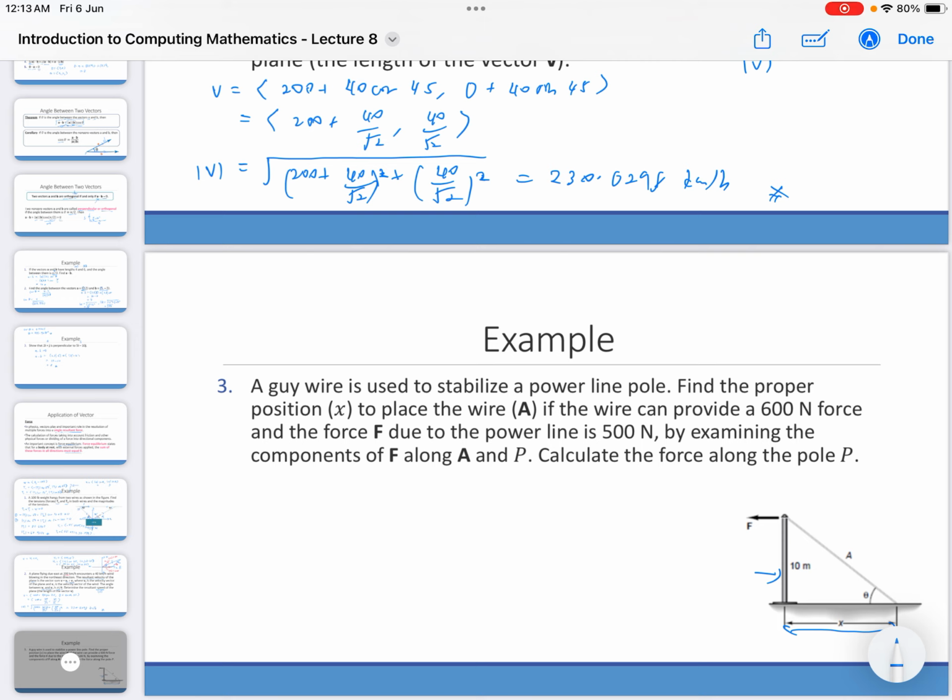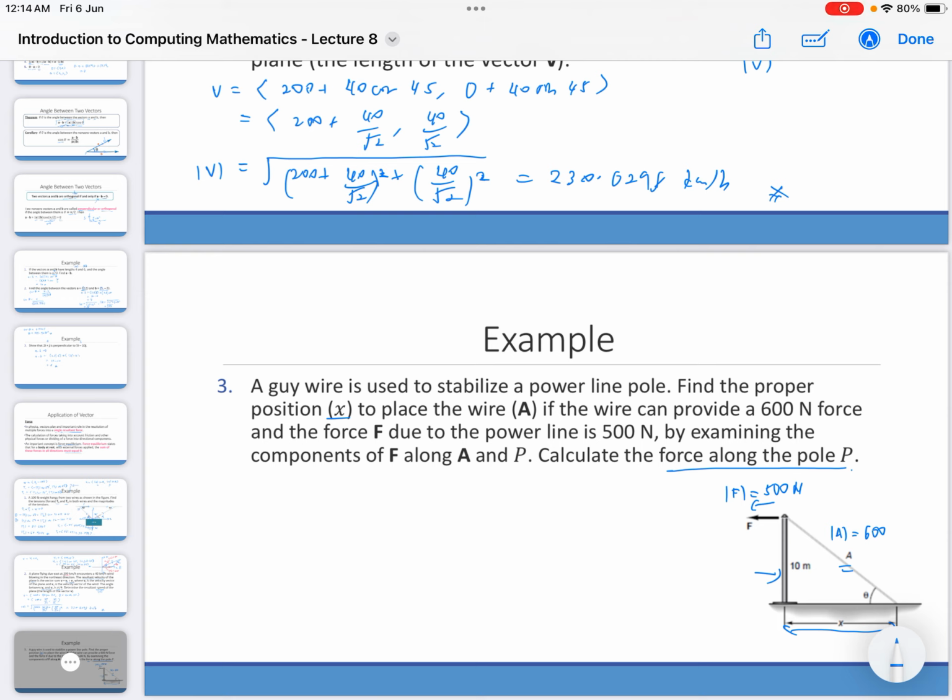To place the wire, the wire has vector A. If the wire can provide 600 Newton force, that means the magnitude of A equals 600 Newton, and the force F due to the power line is 500 Newton. The direction of F is this way, and the magnitude of F equals 500 Newton. By examining the components of F along A and pole P, calculate the force along the pole P. First we want to find the position x, and second we want to find the force along pole P.